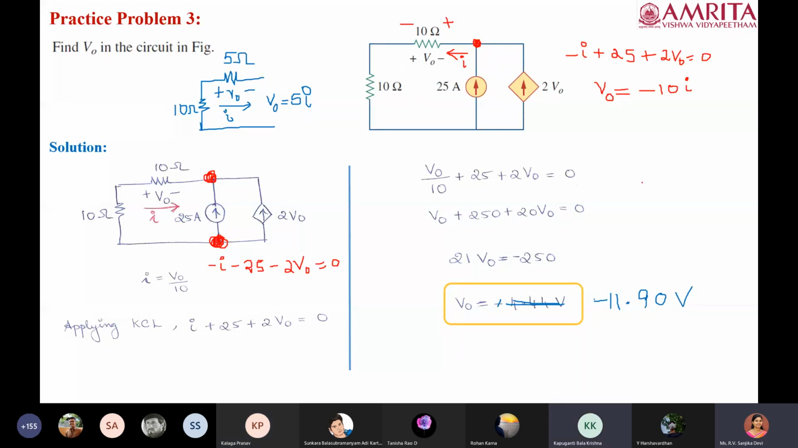So what happens is when you assume some direction, correspondingly the equations or the polarity will change, but the final answer will be unaffected. Okay, so hope it is clear. We'll move on to the next one.